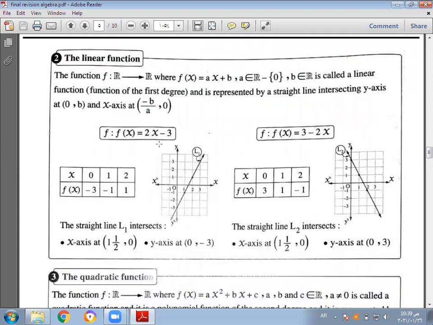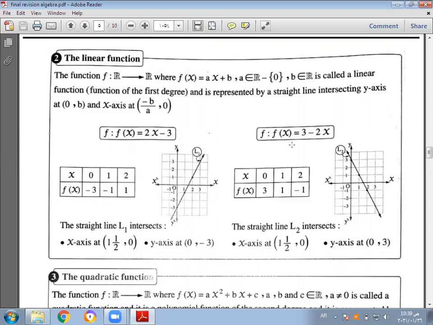To draw this linear function, we make a table of x and f of x. We put x equals 0, 1, 2, any values we need, and we find f of x for all the values. We put x equals 0, so 2 times 0 equals 0 minus 3 equals negative 3. Put x equal 1, f of x equals negative 1. Put x equal 2, so f of x equals 1. And we can represent it by a straight line as shown in the figure.